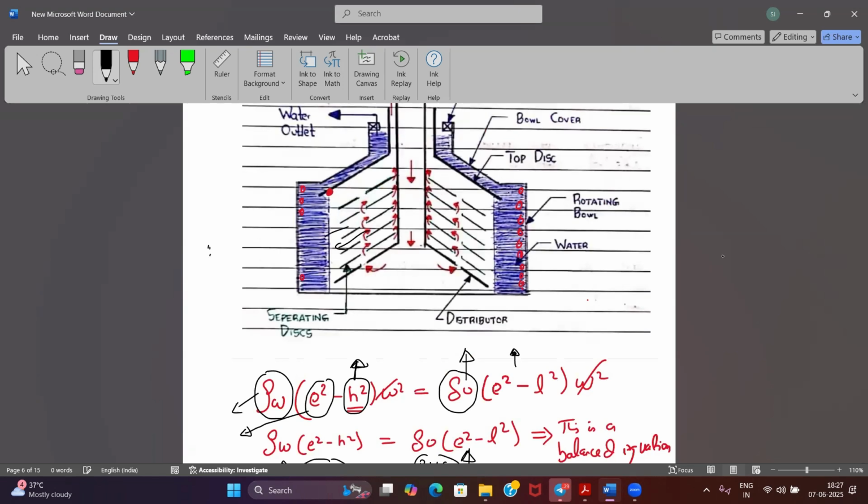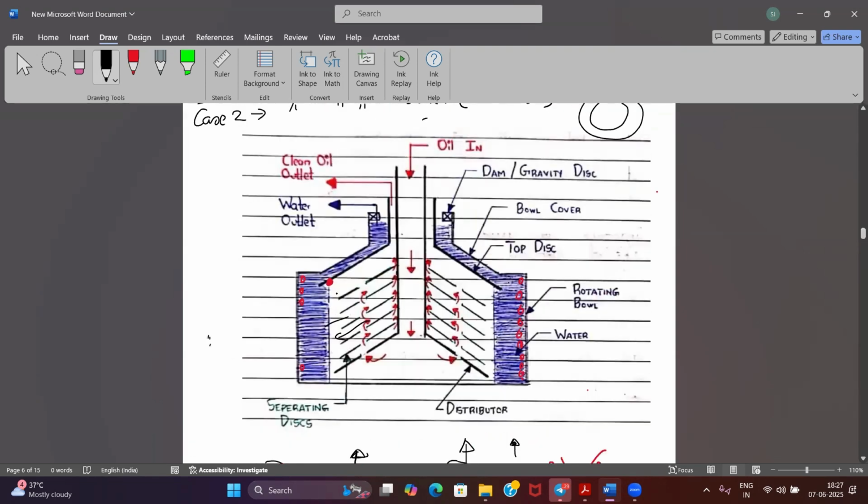In the overflow case, when the interface shifts outward, then overflow will happen. Both ways, right? If it is going outward, then oil will go from the water side. If it is inward, then water is going from the oil side, right?